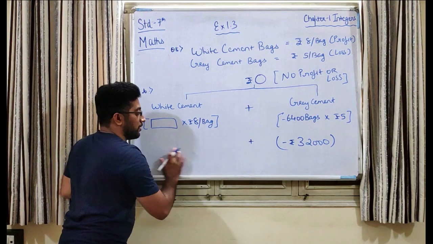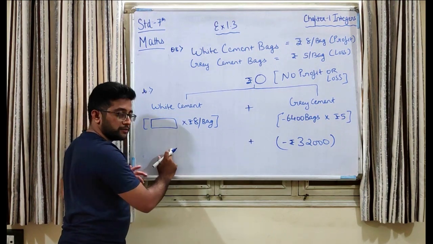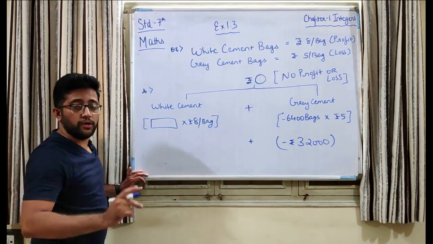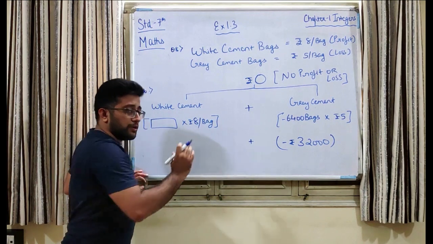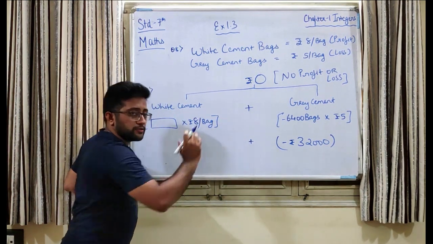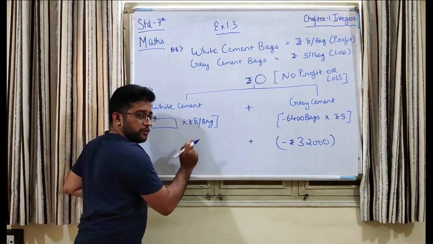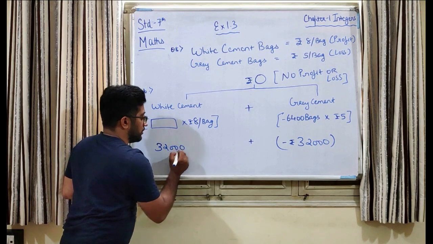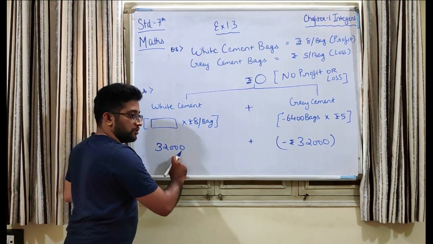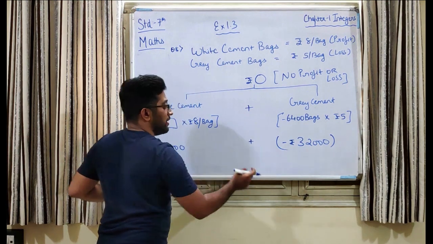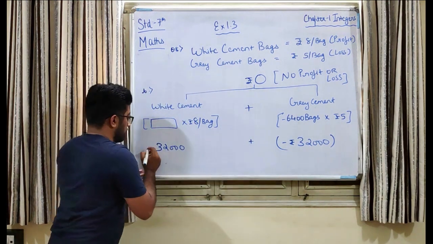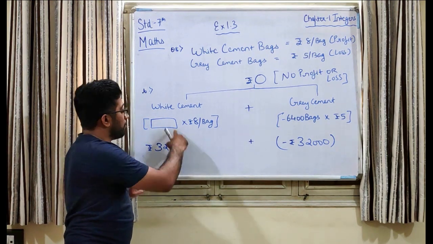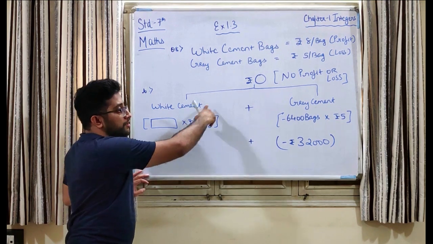Right, now tell me, what must be the number here of white cement bags in order to give us the net answer as 0? Yes, if you take a good look at the question, take a good look at this answer, you may find that the number which must be present here in order to give 0 is positive 32,000. Okay, if here it is positive 32,000, here it is negative 32,000, then we can get the answer as 0. Okay, so we need to sell 32,000 worth of rupees of white cement bags in order to earn 0.